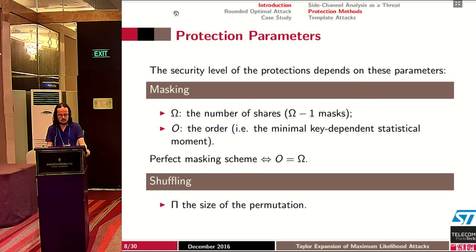These two countermeasures depend on some parameters. The most important parameter for a masking scheme is omega, the number of shares. This number is strongly linked to the number of masks: if we want omega shares, we need omega minus 1 masks. The other important parameter is the order of the implementation. It's the minimal key-dependent statistical moment. At best, we have O equal to omega, and if a masking scheme meets this property, it is called a perfect masking scheme. In this talk, we assume that all the masking schemes are perfect. The most important parameter in the shuffling implementation is the size of the permutation, denoted by capital pi.